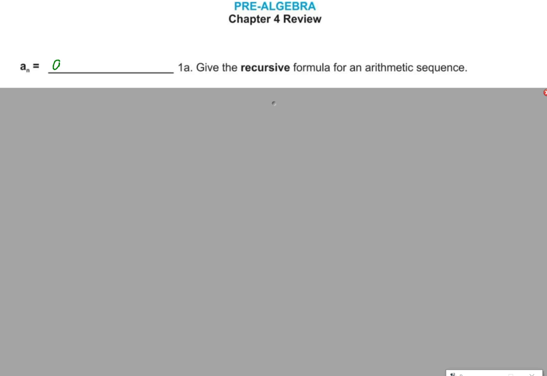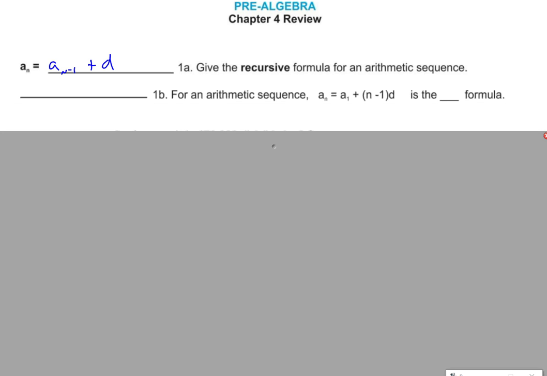Okay, so if you know it, you wrote a sub n equals a sub n minus 1 plus d. That's the recursive formula. How many got it right? Okay, and the rest of you, look, is that something that's impossible to learn? No, you just haven't reviewed it and studied it. That's why you don't know it yet. That is a recursive formula.